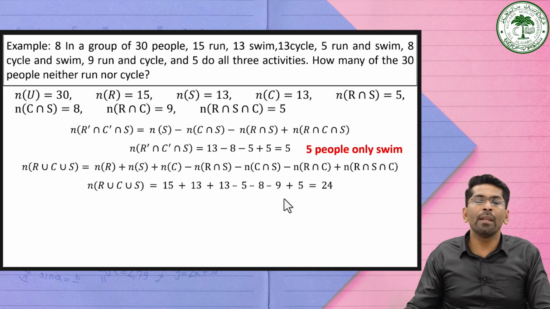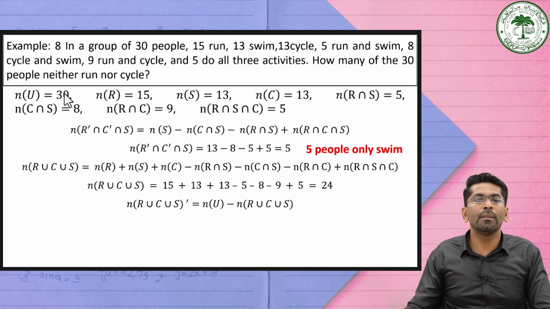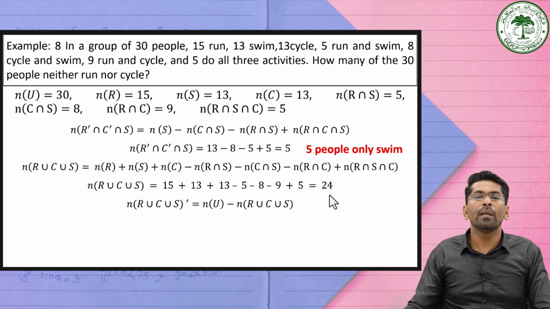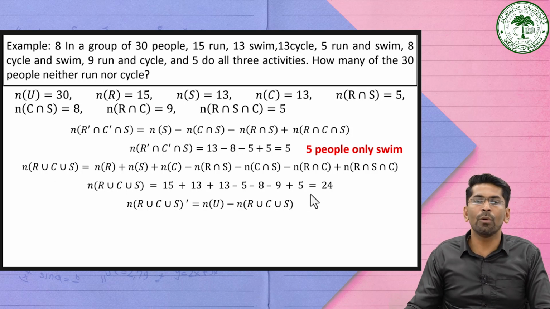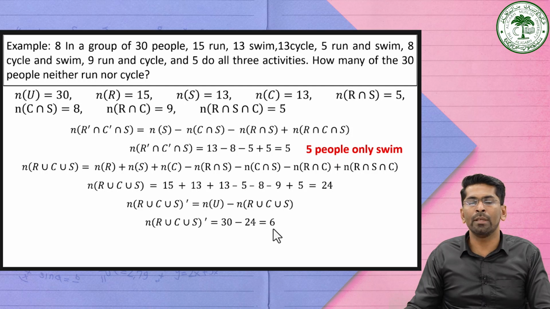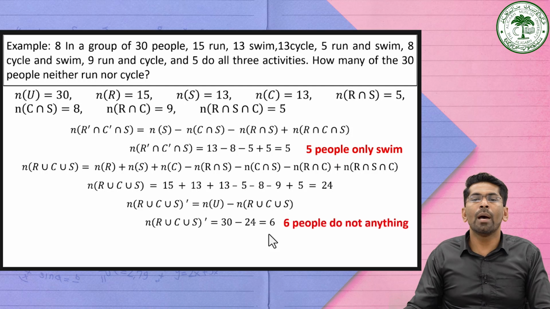Now we want to find the complement of R union C union S. So it becomes the number of elements in the complement of R union C union S, which is the universal set minus the union of the three sets, which is equal to 24. So the universal set 30 minus 24 is equal to 6. And this 6 shows the number of people who do not do anything.